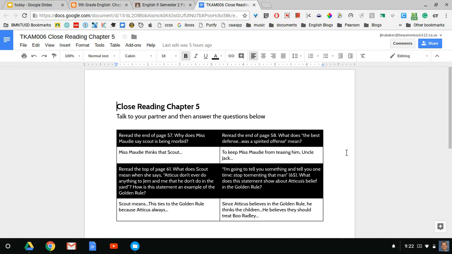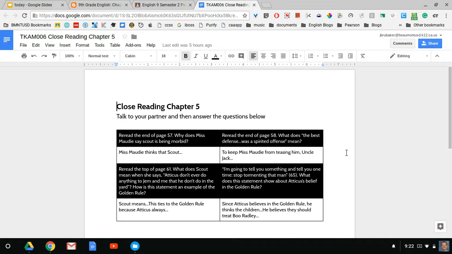All right, on page 58, so moving on to the next question. Page 58, it says, what does it mean when it says the best defense was a spirited offense? This refers to a new character we meet in this chapter named Uncle Jack. And Uncle Jack seems to have like this prior history with Ms. Motti. Spirited means with lots of energy. So when we say the best defense was a spirited offense, it means an energetic offense. So why does she say that?